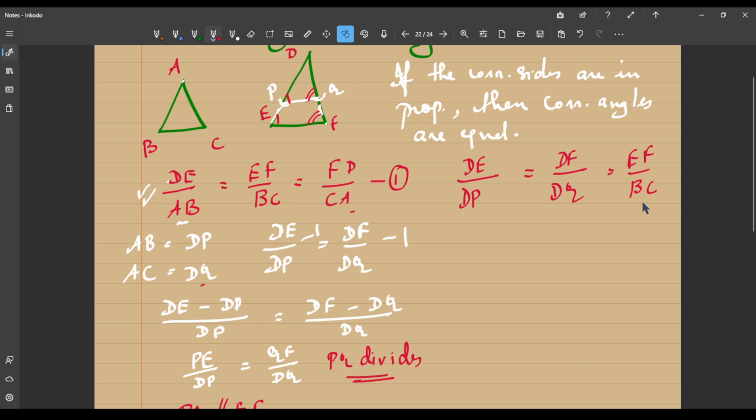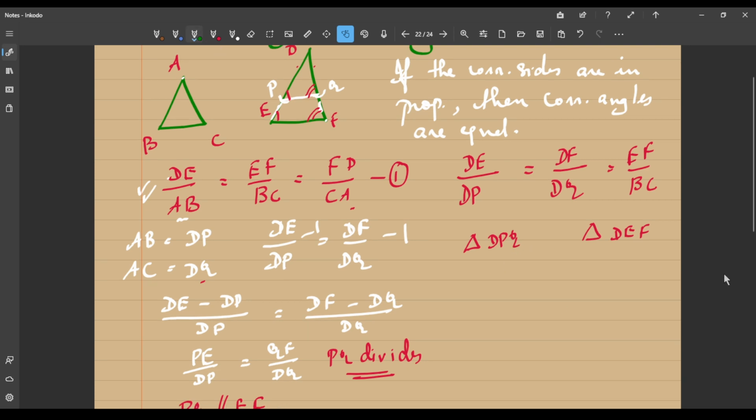So I'll have to find a way to replace this BC. What do we do to see if BC is equal to PQ so that I can replace it by PQ? Let's think. We know that these two angles are equal, and consider the two triangles now, DPQ and DEF. You will know why very soon. What do we have?